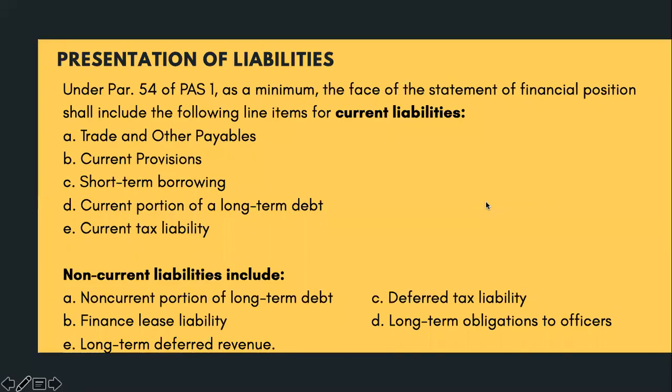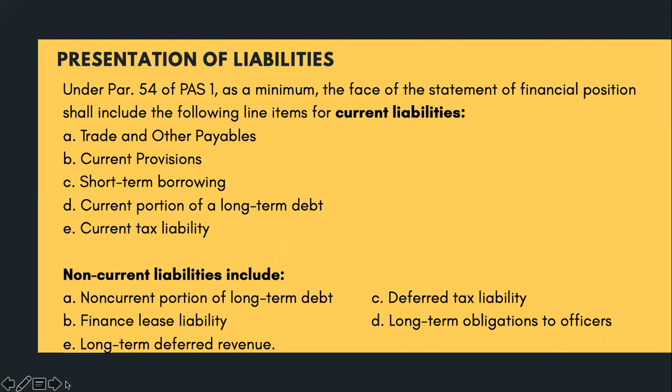Okay. Presentation of liabilities. How are we going to present the liabilities? So under paragraph 54, as a minimum, the face of the statement of financial position shall include the following line items for current liabilities. So for current liabilities, this is the minimum requirement, di ba? This is the minimum presentation in the statement of financial position.